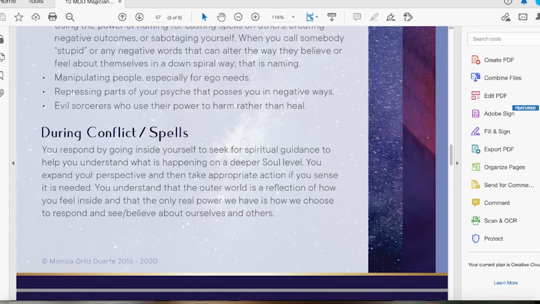And then during conflict and spells, basically it talks about how you deal with conflict with that specific archetype, the tendencies, like what tools you use to deal with your conflict. And this is really important to know because sometimes we don't really know how we actually resolve conflict, and each archetype deals with conflict differently. So it's important to be aware of, if you have this strong archetype, whether that's the first thing you go to when you are dealing with conflict. And if it's not, then it's good to incorporate this into your life.